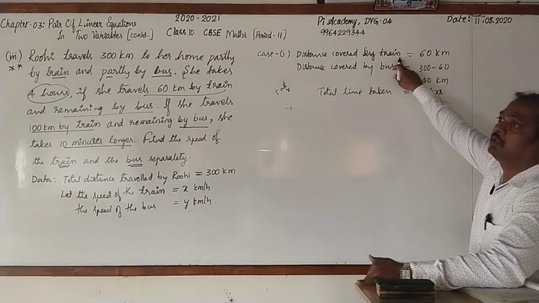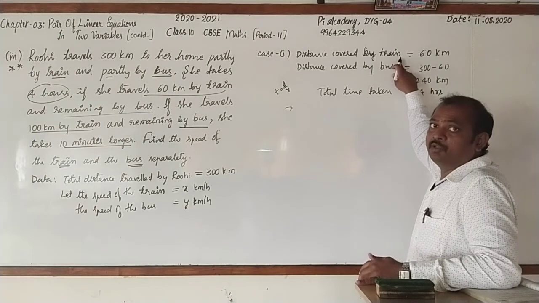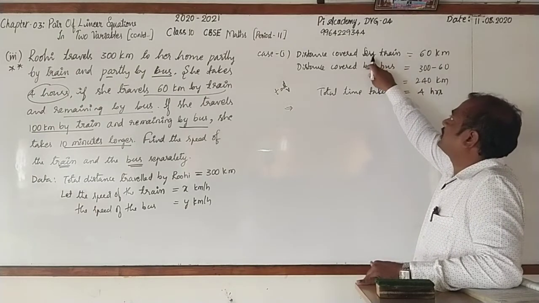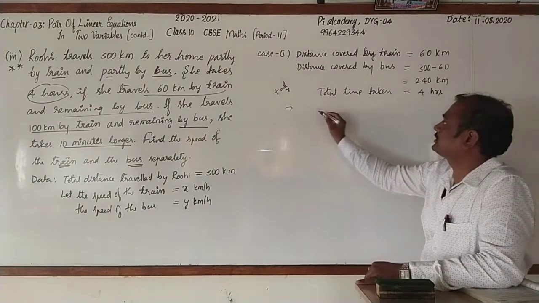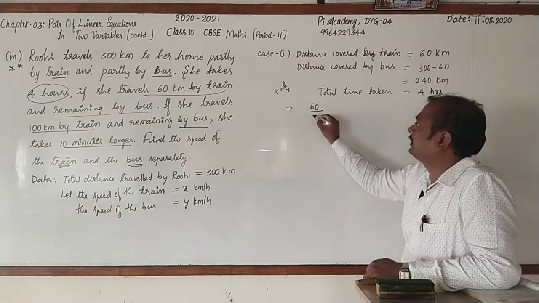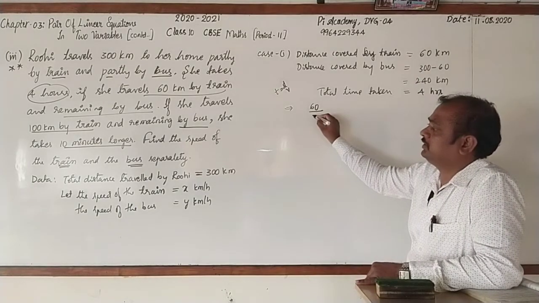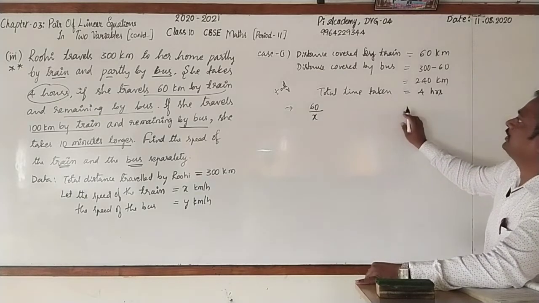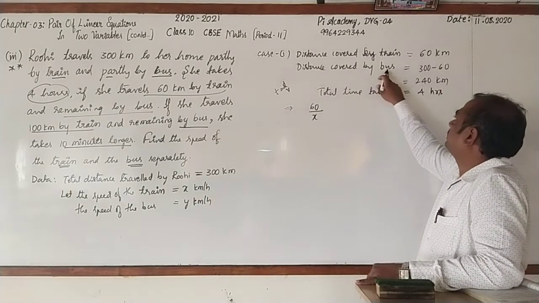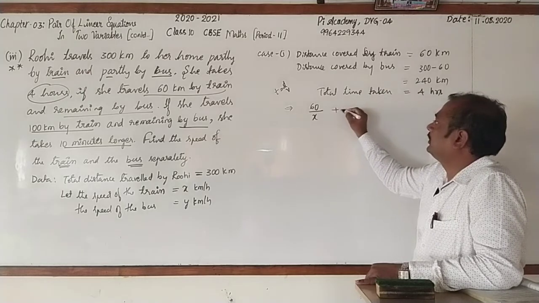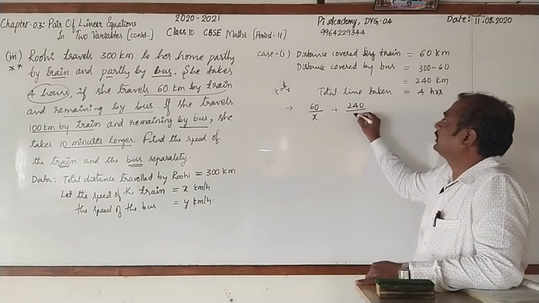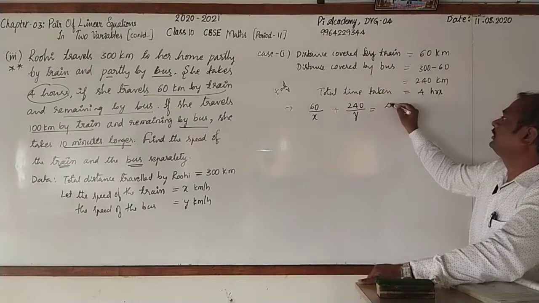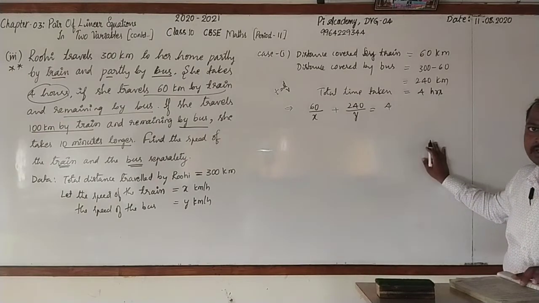First, time taken by Ruhi when she travels by train. It is 60 by, what is the speed of the train? It is x. 60 by x. Then distance covered by bus. It is 240 divided by y. Altogether it is 4. Got it?